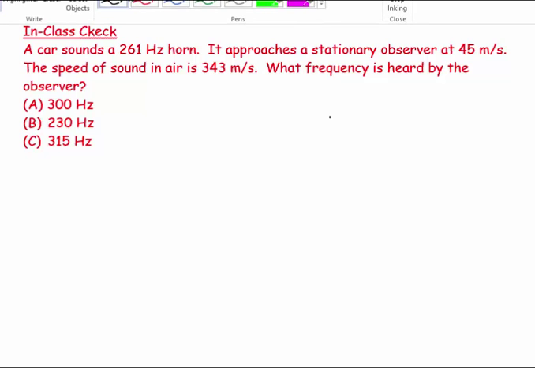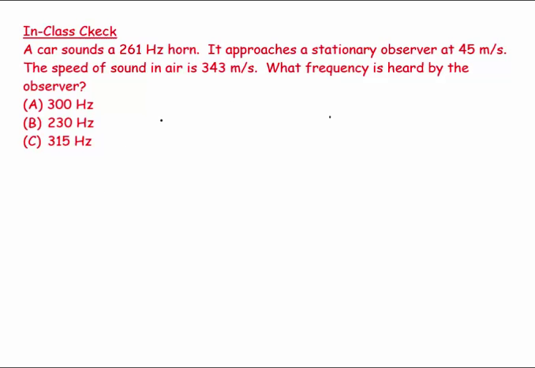Welcome. This question says a car sounds a horn at 261 Hertz. It approaches a stationary observer at 45 meters per second. The speed of sound in air on this particular day is 343 meters per second. So what frequency is heard by the observer?